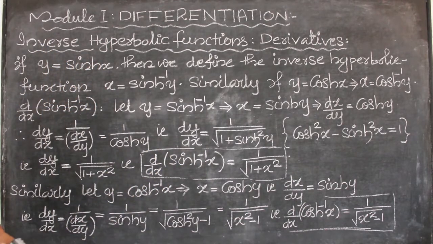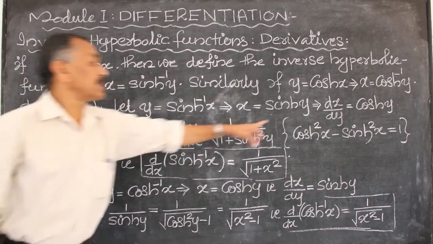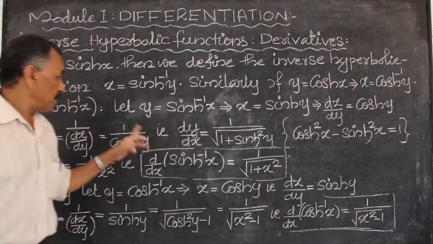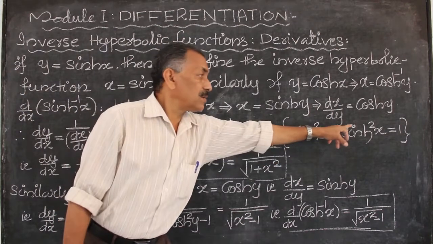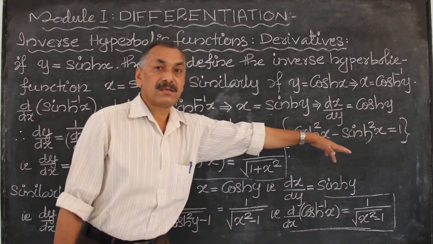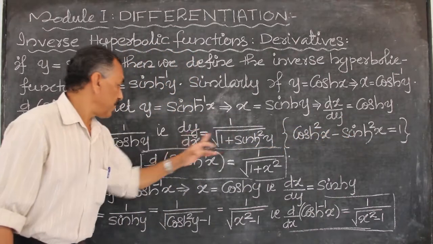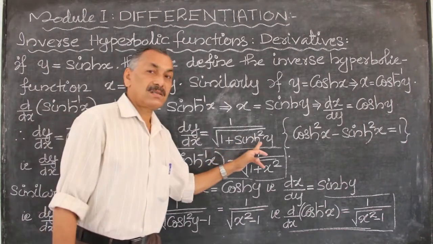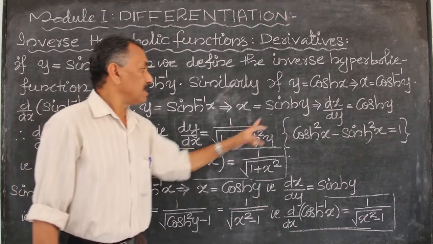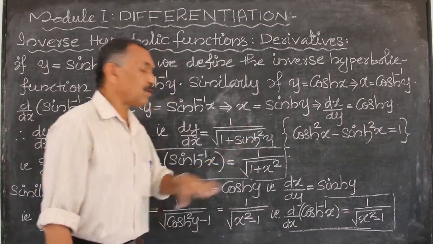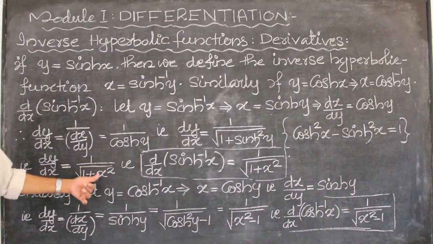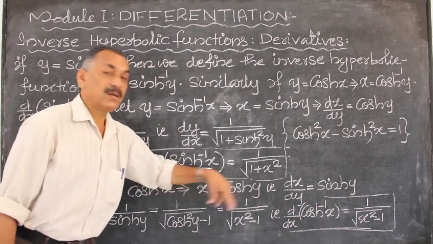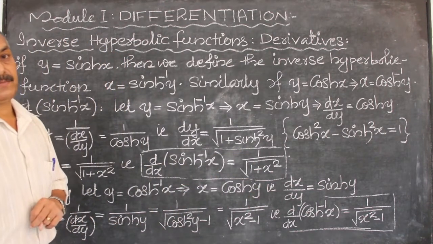Okay? dy by dx is equal to 1 divided by dx by dy. What is dx by dy? Cosh y, that is 1 divided by cosh y. Cosh x is equal to root of 1 plus sinh square x, and cosh y is equal to root of 1 plus sinh square y. Sinh y is equal to x, so 1 divided by root of 1 plus x square. Or derivative of sinh inverse x is equal to 1 divided by root of 1 plus x square.